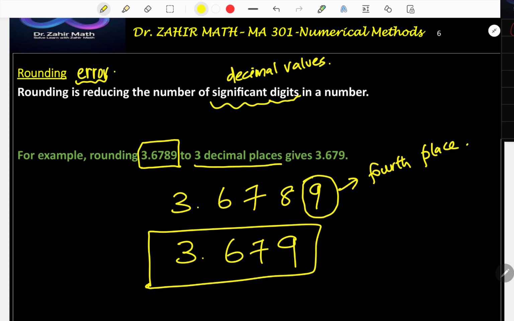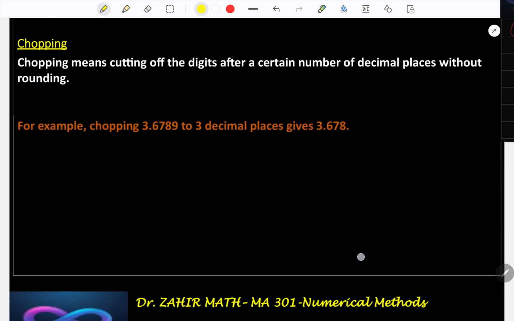It's very, very easy, right? So why are we doing these kinds of things? Because computers can't handle all decimal digits. They stop at a few numbers. So we use rounding or chopping to cut off extra digits. Computer in the sense, calculator also included. Okay, right. Keep in your mind. So let's go to the next one.